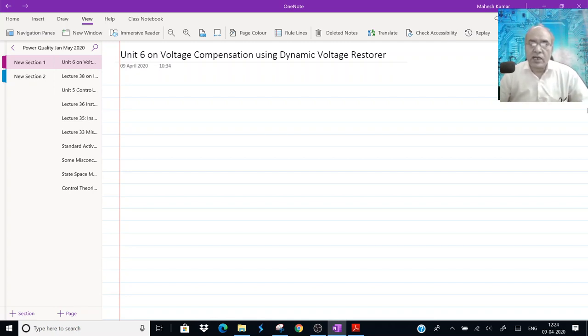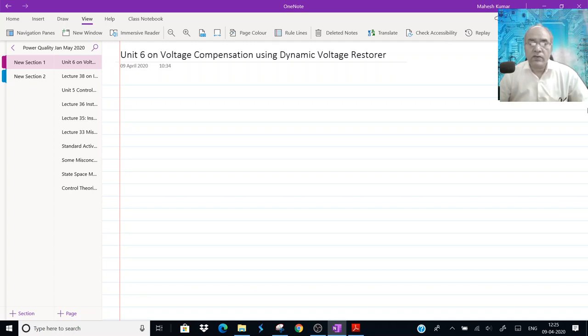So today we will start a new unit on voltage compensation using dynamic voltage restorer. In the previous class we learnt how to compensate any unbalanced and harmonic load with the help of the compensator, or you can say a power electronics based controller.